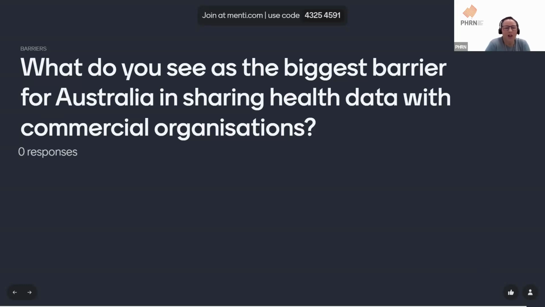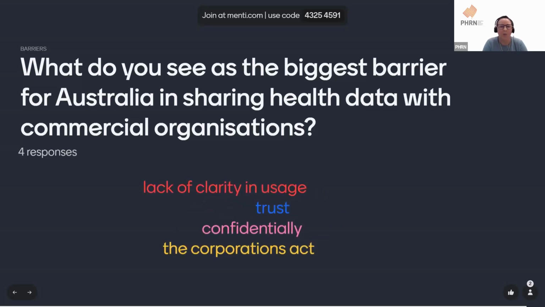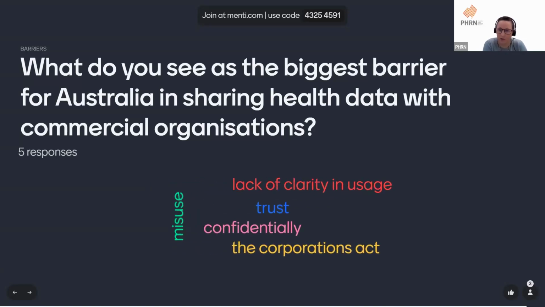So the first question, and I should frame this a little bit, in Australia, particularly for the PHRN, our funder is very keen on the provision of research infrastructure to support commercial uses and translation of research. So this is why we've been particularly interested in this question, just to let you know why we're asking you this question. What do you see as the biggest barriers for Australia in sharing health data with commercial organisations?